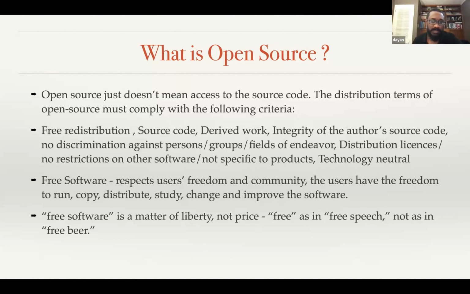That means you can't make any kind of discrimination toward people, and you also can't say you can't use this software to do research or to develop products in a specific field. For example, you can't say you can't use this software to do genetic research or to develop a product on something related to religion or something like that. So no such discrimination is allowed, and all this redistribution plays a significant part in free and open source software.